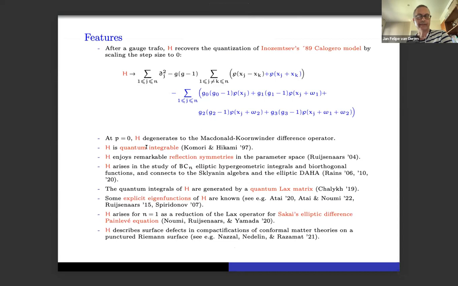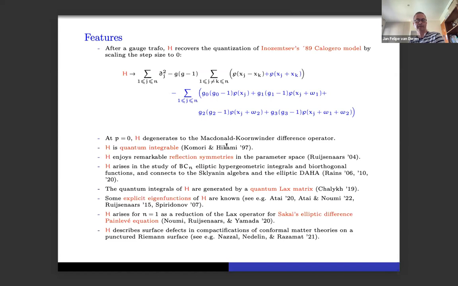At the time, I tried to prove that this was quantum integrable, but I got only partial results. But a few years later, Komori and Hikami, with a very nice R-matrix formalism, proved that this difference operator is actually integrable. So that's nice.